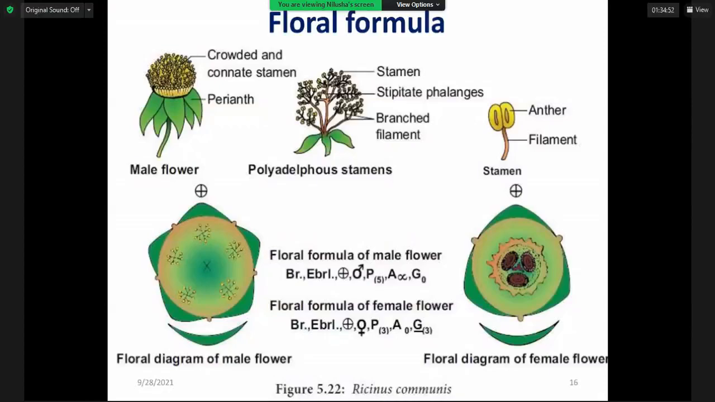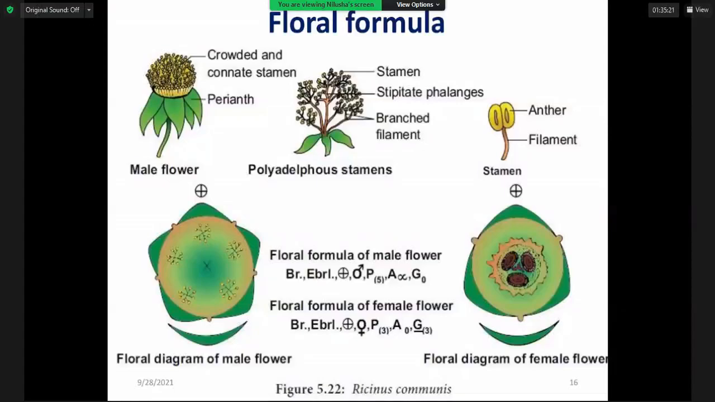Is that the floral diagram of the male flower? Is it okay to all? If you have doubt, I can repeat it. Madam, can you repeat that again? Okay. Here you can see the male flower. Can you see the male flower there?